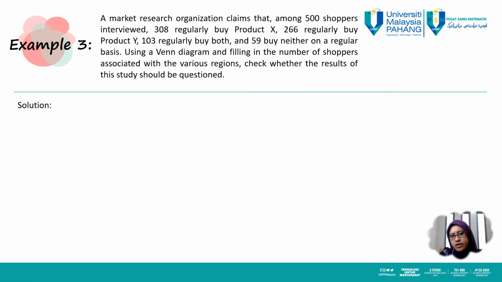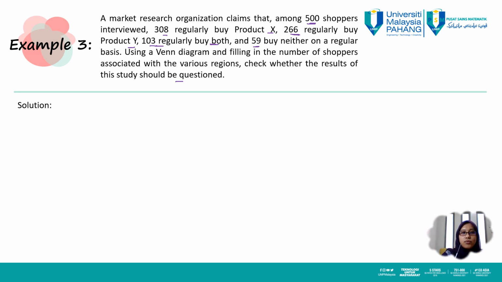Alright, so how about this example? A market research organization claims that among 500 shoppers interviewed, 308 buy product X, 260 buy product Y, 103 buy both, and 59 buy neither on a regular basis. So, using a Venn diagram and filling in the number of shoppers associated with the various regions, check whether the result of the study should be questioned or not.